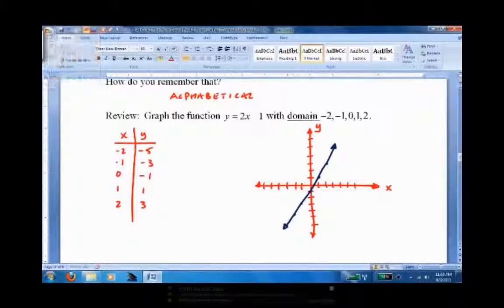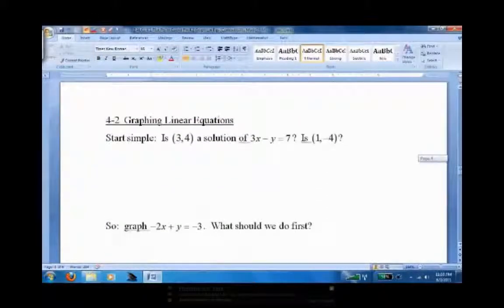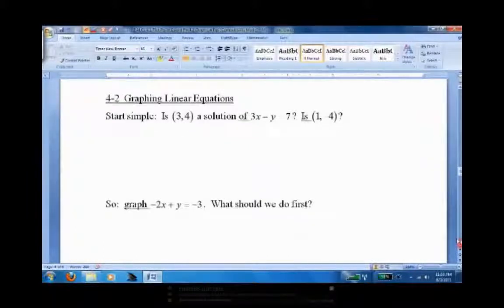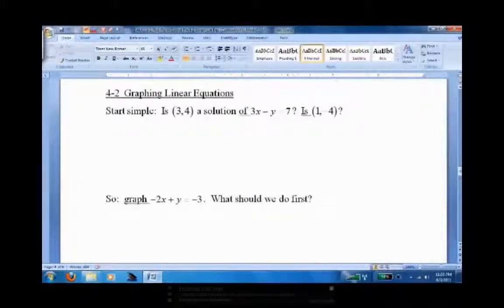Moving on to the next lesson, we're going to graph some linear equations. I'll show you how to do that. This is another step towards it. We're not quite there. But one of the things we want to do is be able to say, does the coordinate 3, 4, which is x, y, fit into 3x minus y equals 7? So we'll just plug it in.